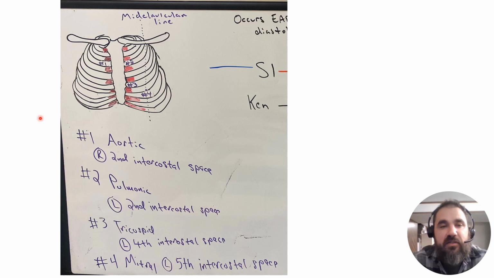All right, where do you listen to the heart sounds? Look at this fantastic rib cage. There's 4 basic sites. There's more, like Erb's point and stuff. This is just talking about the valves.